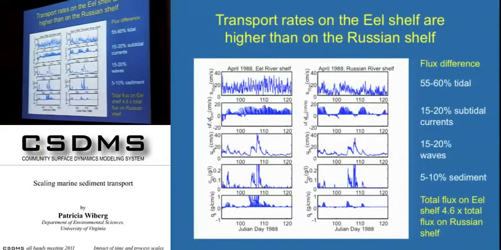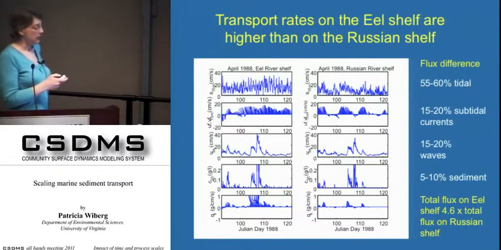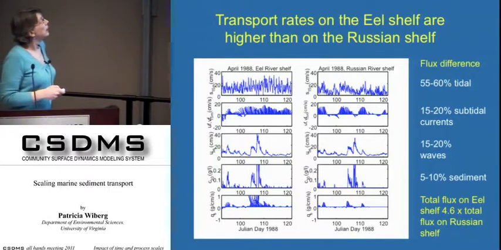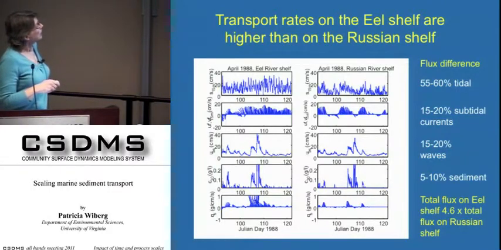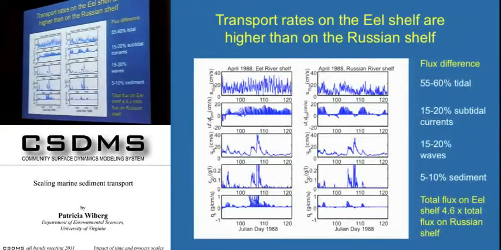And in a rare bit of fortune, it happens that there is a period of time when there are measurements of waves and currents available for both the Eel shelf and the Russian River shelf. So these are based on time series. This is showing the filtered currents to show the lower frequency direction and magnitudes, the wave velocities at the bottom, concentrations 30 centimeters above the bottom, and then the calculated fluxes.